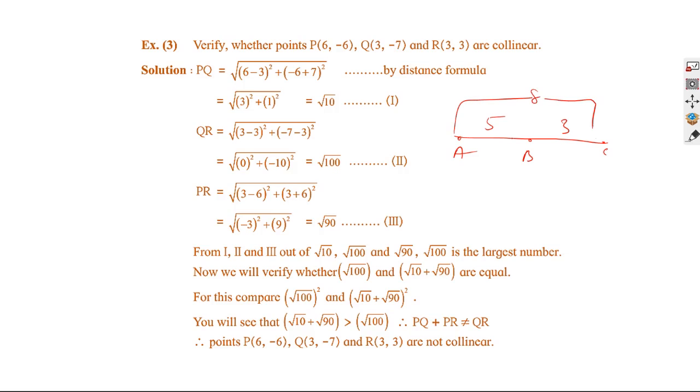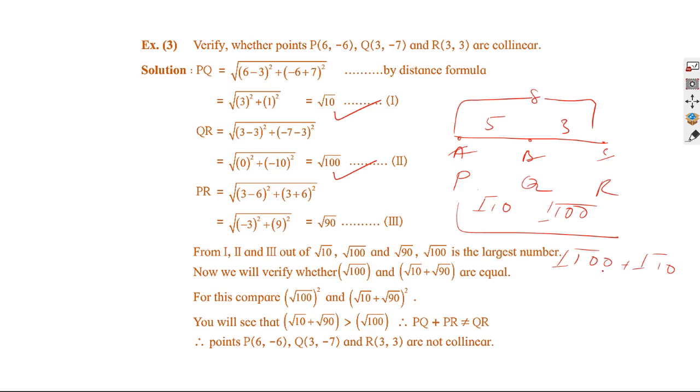The same principle is used, and in this case PQ is equal to root 10, QR is equal to root 100. So these are P, Q and R for your understanding. Here we have PQ as root 10 and QR as root 100. Then PR must be root 100 plus root 10. Instead of that, here we have got root 90.